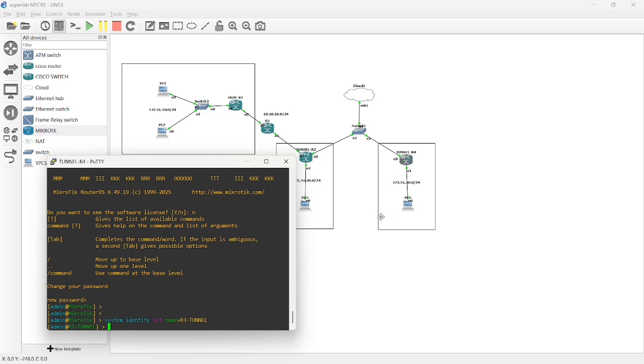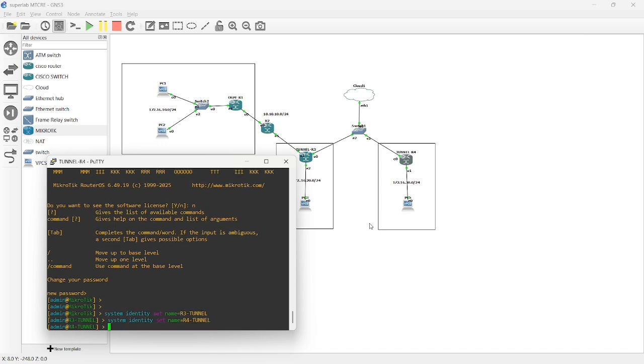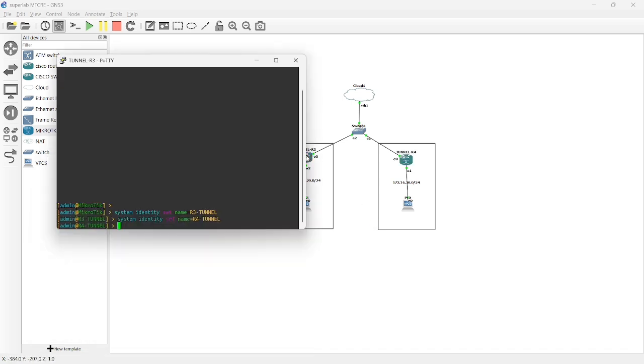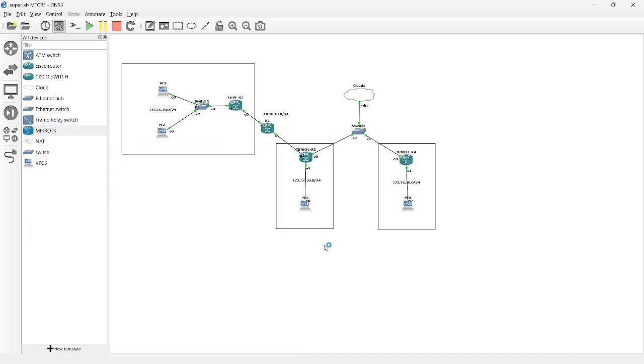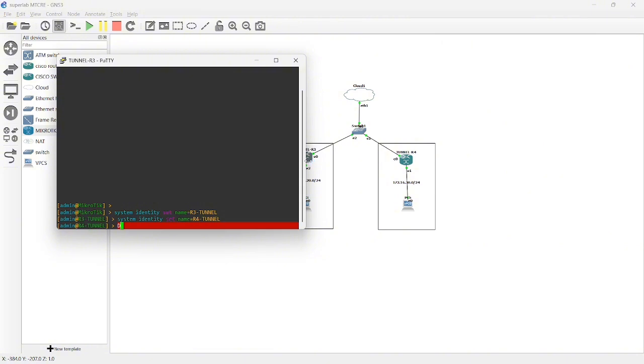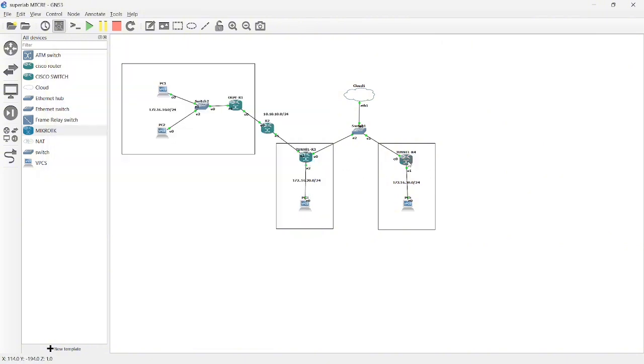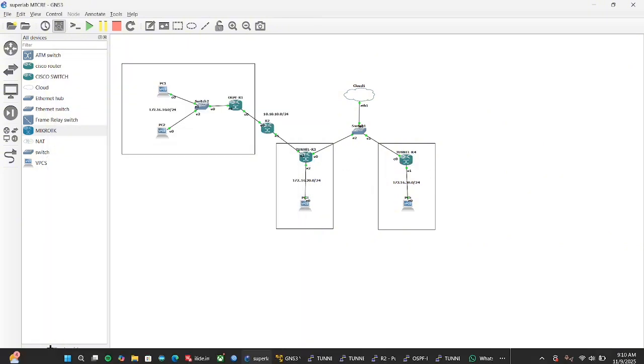Okay, first is the basic configuration: add system identity, set the name for the router, and add the IP address for every ether. Okay, and first I want to make routing OSPF in the left topology.